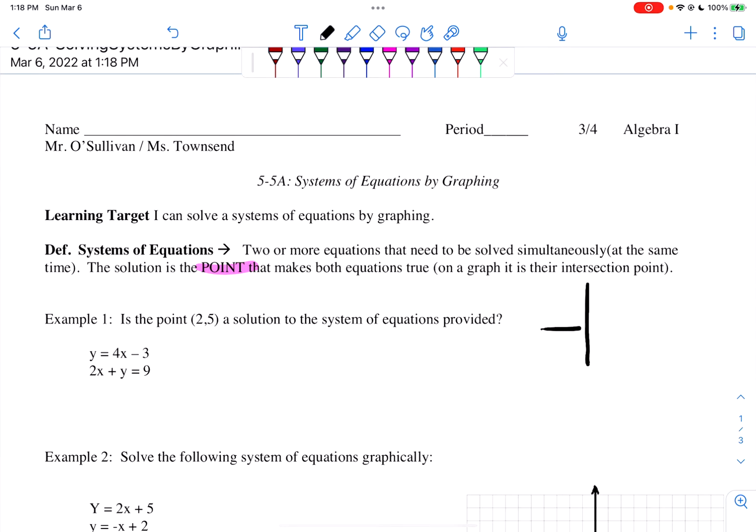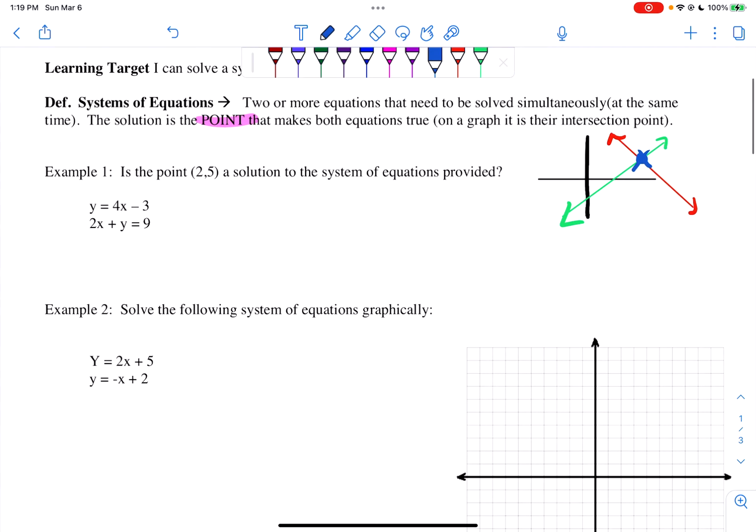So what we want to look at is where our lines are intersecting. For instance, if I have a graph right here, I'm just going to draw a quick sketch. Pretend I have a line that looks like this, and then a line that looks like this. I can say that this is their intersection point right there, because that's where the two lines intersect.